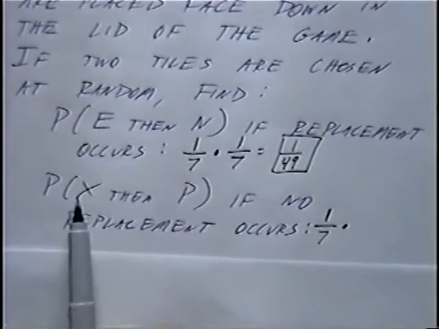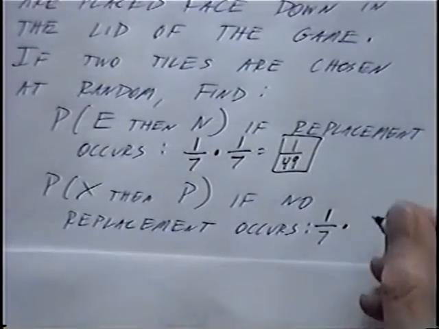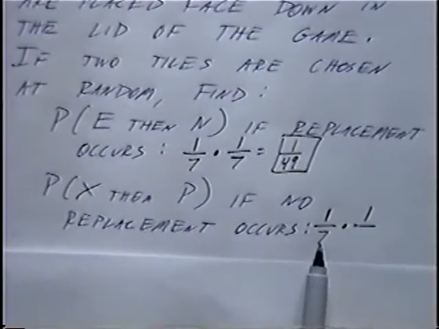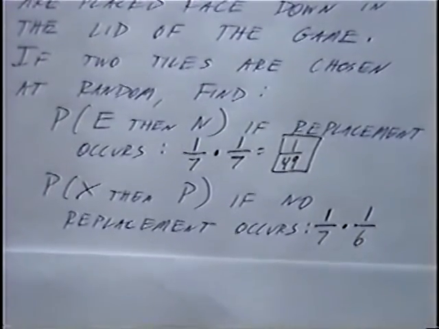Once we take that X out, the X is no longer among the letters, so it reduces our possible outcomes. Chance of drawing a P, there's a single P. And instead of 7 letters, since we took the X out and did not replace it, there are now 6 letters in the box.